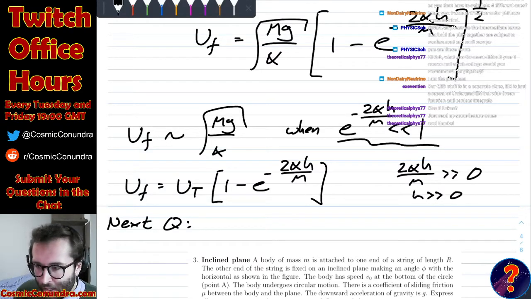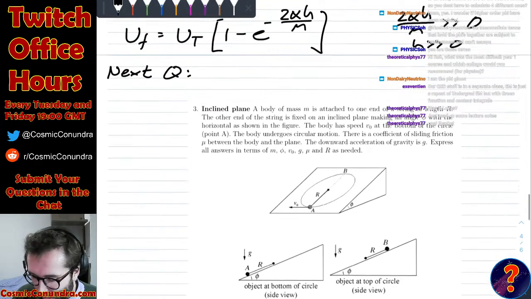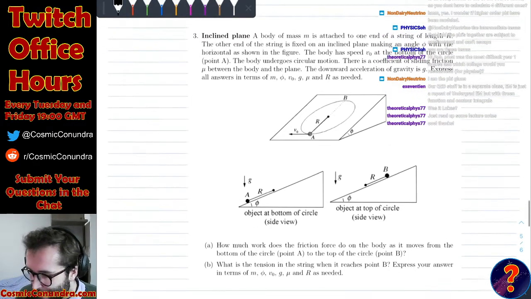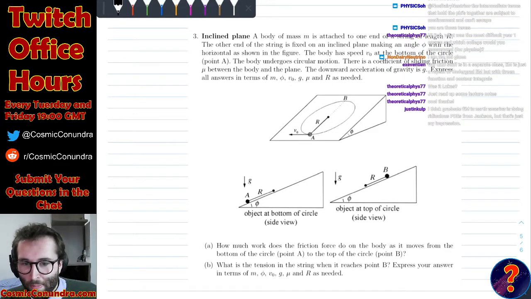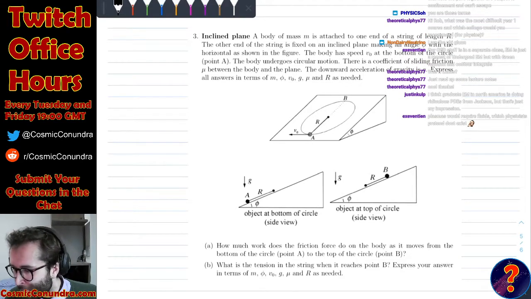So there was another question I found on Reddit where someone was asking this question, and it actually turns out to be a question from some of the MIT OpenCourseWare material. It's a little mechanics problem from there, which we can talk about because it's sort of interesting.